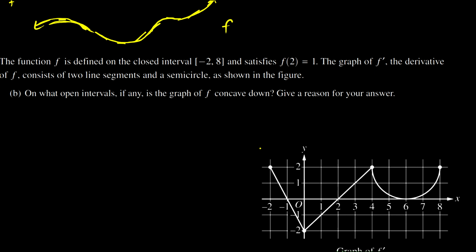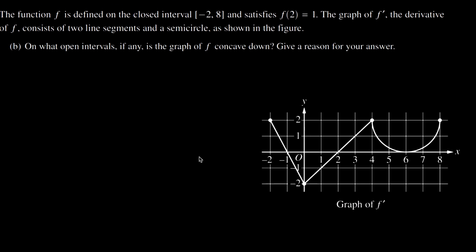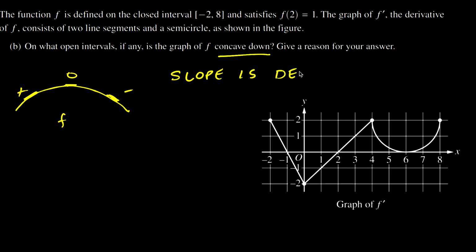All right, on to part B. Part B is asking us about concavity. So let's look at what concave down actually means on f. If this is f, this would be concave down. So concave down tells us we have a positive slope, a zero slope, and a negative slope. Really, we can look at any piece of this and we just see that slope is decreasing. That's really our definition of concave down. Slope is decreasing.